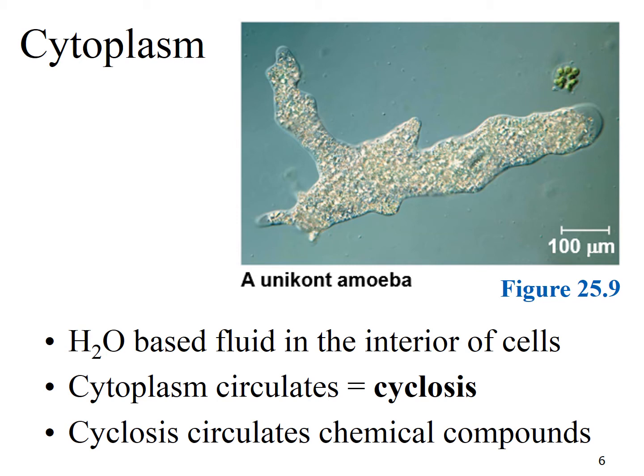One term you need to know related to the cytoplasm is cyclosis. Cyclosis refers to cytoplasmic streaming, and so the cytoplasm will actually move or circulate within the cell. This helps to distribute chemical compounds throughout the cell, things like glucose and amino acids, to the various organelles that need them for their specific function. It also helps in eliminating waste products from the cell. So that cytoplasmic streaming is called cyclosis.